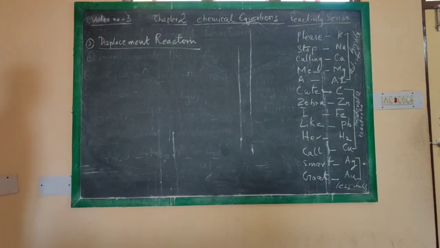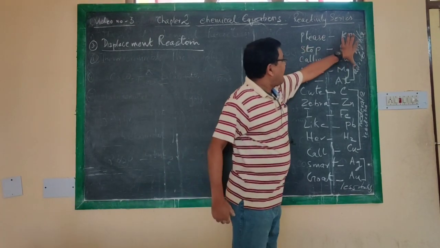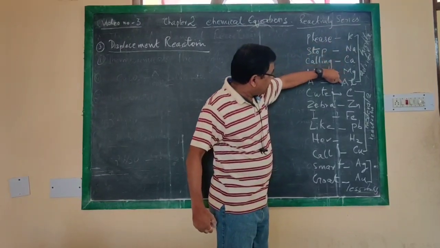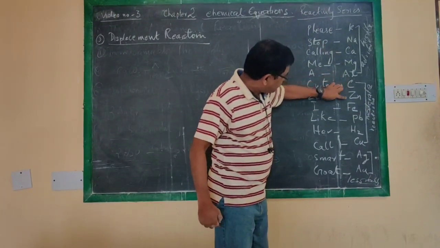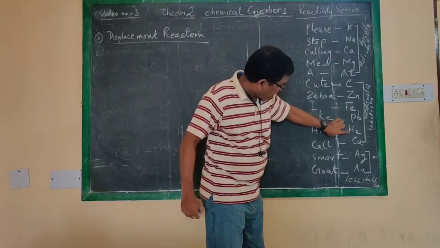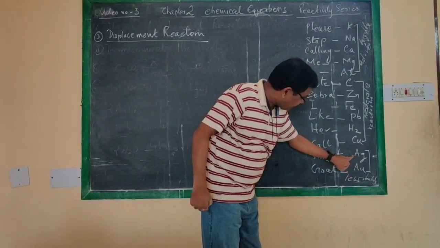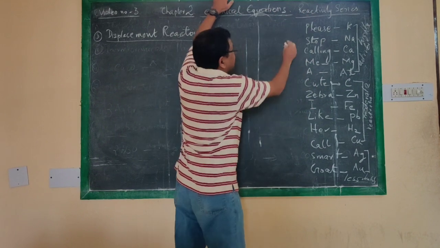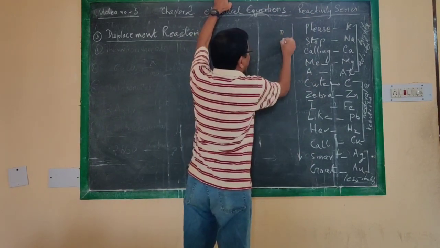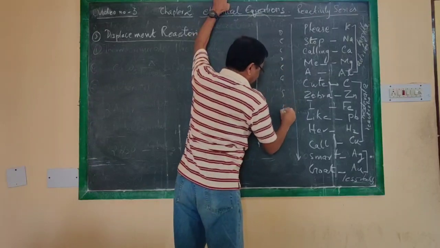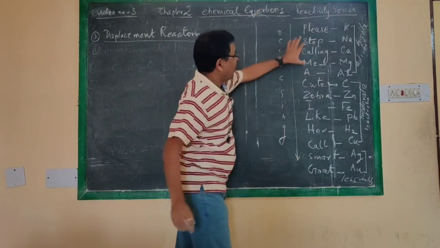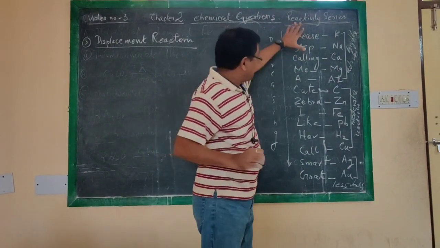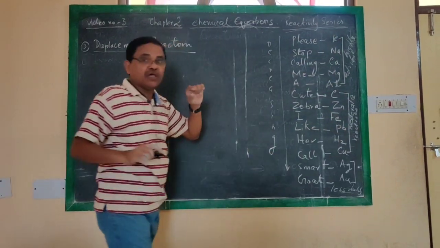So this is how I have framed the sequence: high reactivity, that is potassium, sodium, calcium, magnesium, aluminium; moderate reactivity, carbon, zinc, iron, lead, hydrogen, copper; then less reactivity, silver, gold. That means these are in the decreasing order of their activity series, reactivity series. So you should remember this. If you remember this, the entire thing will be easy for you.